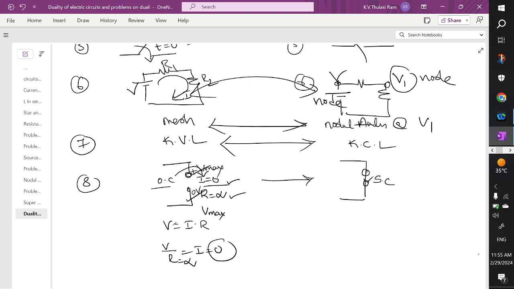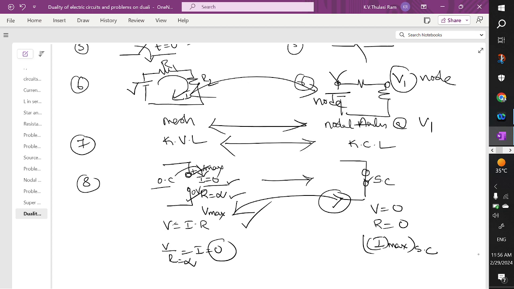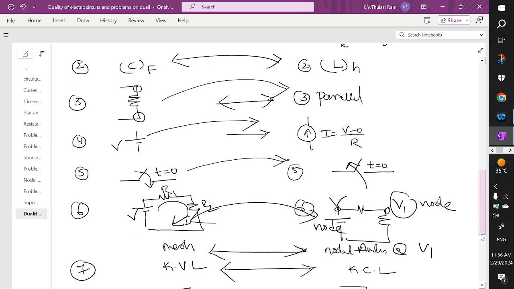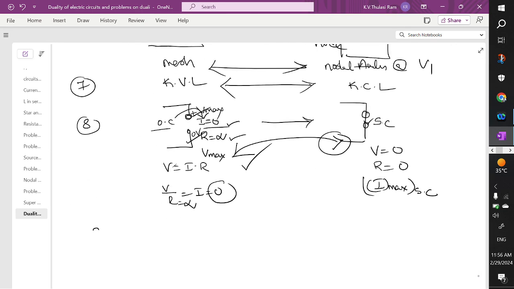Whenever you short circuit, the voltage becomes 0 and the resistance also becomes 0 and the current will be maximum, where this maximum current is also called the short circuit current. So I can say that the dual of an open circuit is nothing but a short circuit. The dual of a short circuit is nothing but an open circuit. Let's try to see the next comparison.